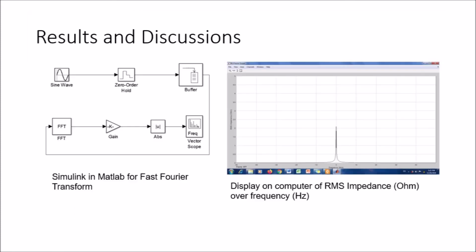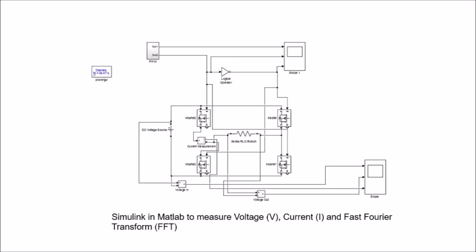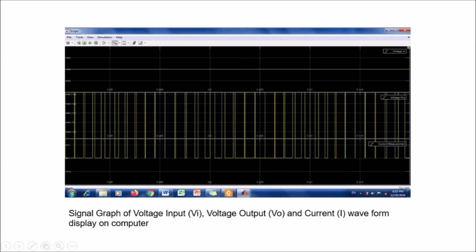And let's move on to the result and discussion part. The first result slide is the simulation of MATLAB, presented as shown. Secondly, the frequency spectrum of RMS impedance in ohm over frequency in hertz is displayed. The simulation can detect and classify all the quality events such as voltage input, voltage output, and current measurement and harmonic distortion. At the same time, waveform of all parameters from power line system is shown.